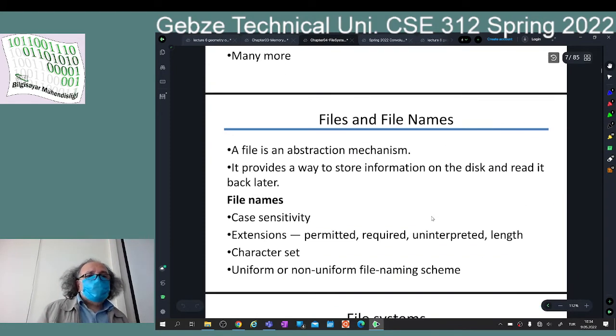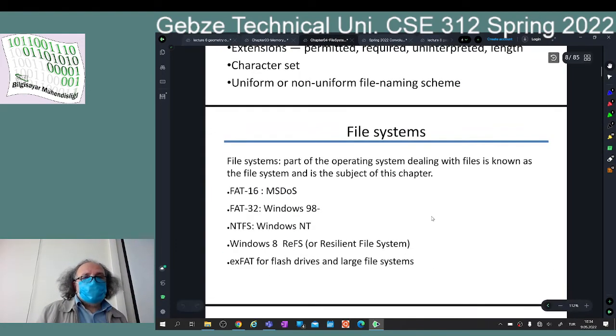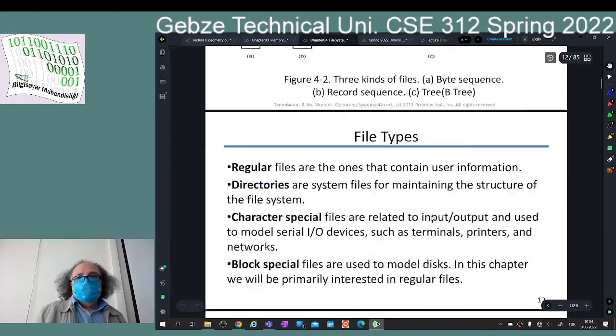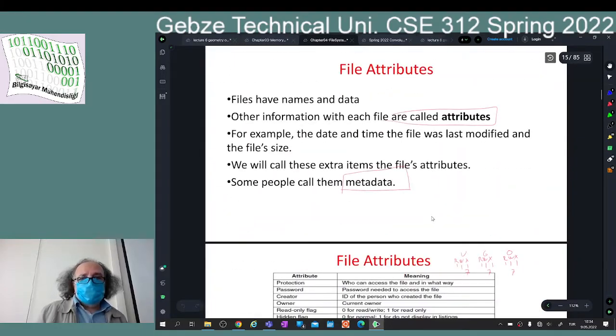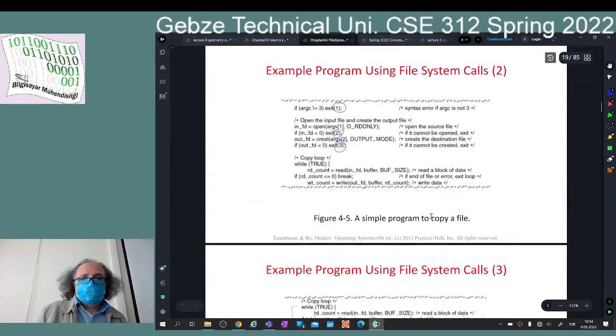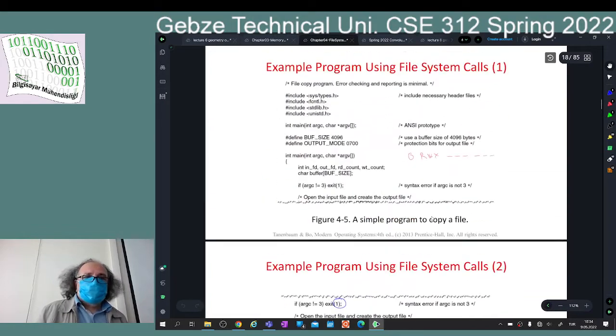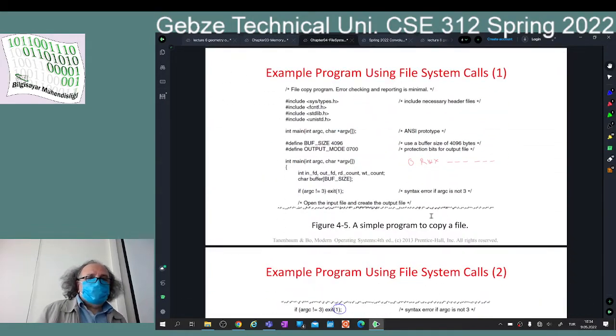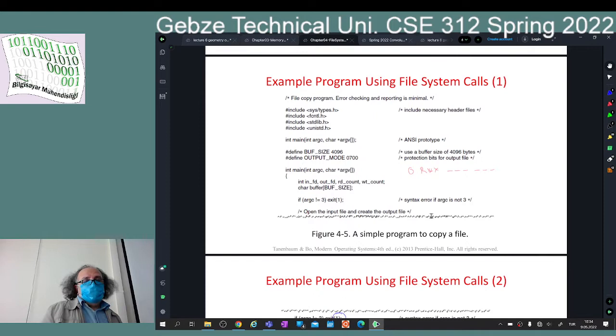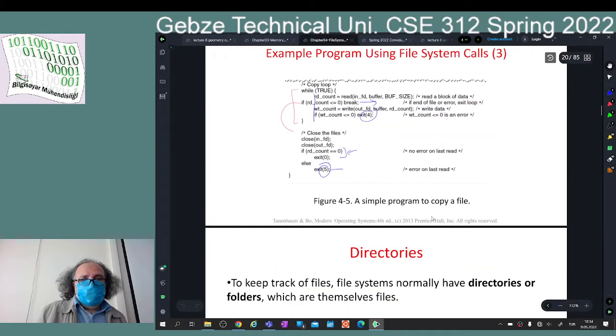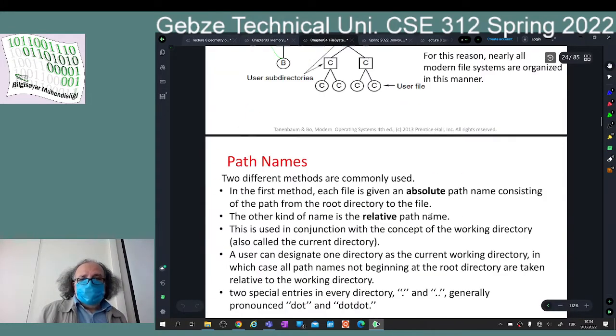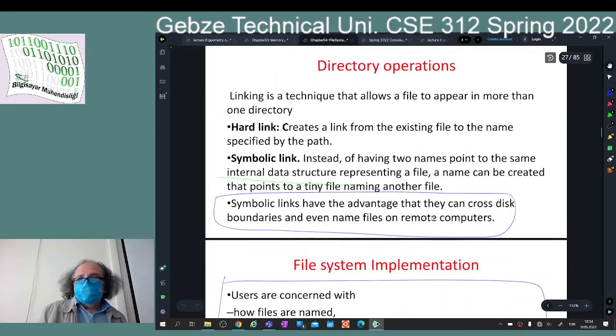Okay, so first we looked at how we use these files, the idea of the files, then the directories, etc. Then we started looking at, for example, this program that copies one file to another file. As a user, as a customer of the operating system, how we do it. An example.